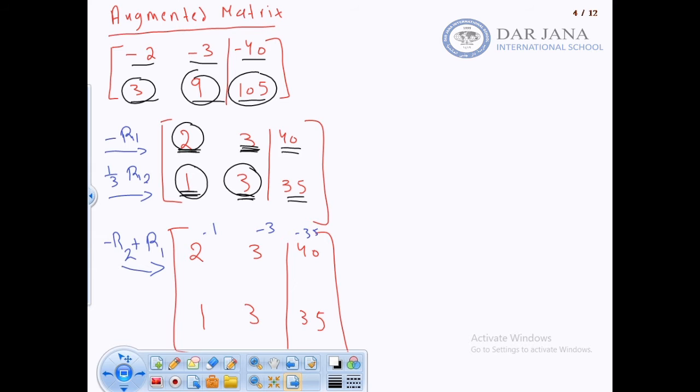Is to use the Gaussian elimination method. So what will I do? I will multiply R2 by -1 and add it to R1.